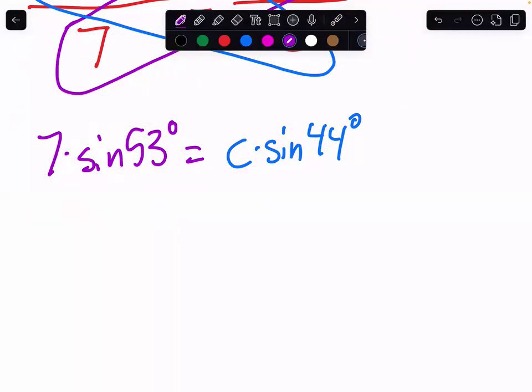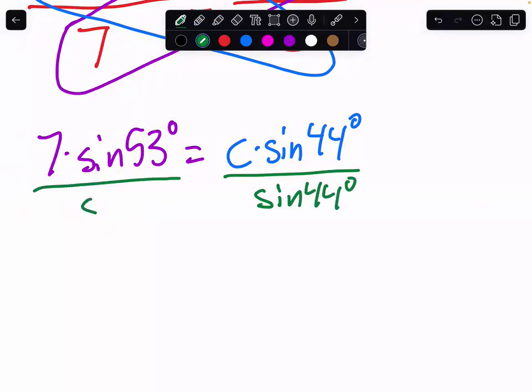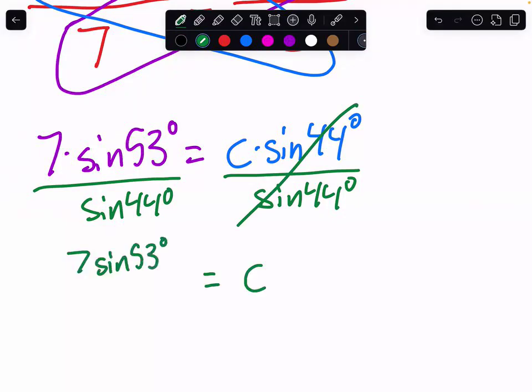Okay, so how do we get that c by itself? Right now it's getting multiplied by the sine of 44 degrees. Remember, sine is a number. It tells you opposite over hypotenuse, both of which are numbers. So you are allowed to divide by the sine of 44 degrees. Now we have the variable c isolated, meaning by itself.